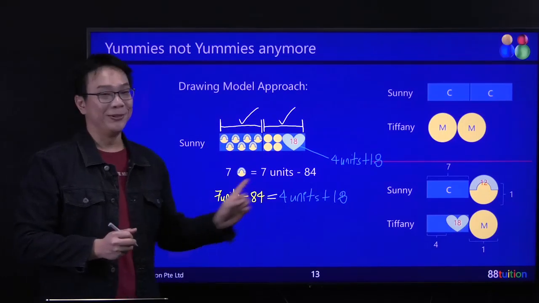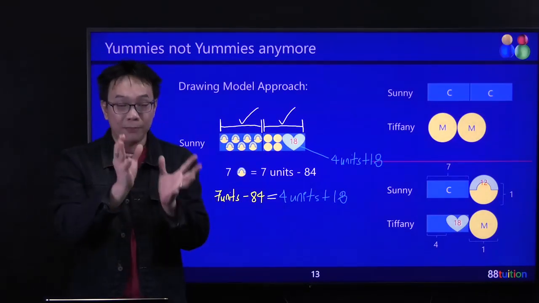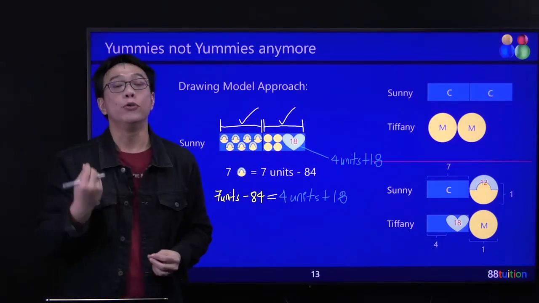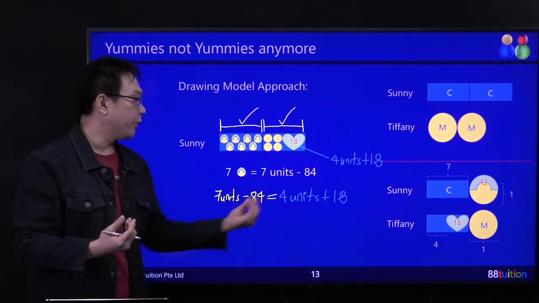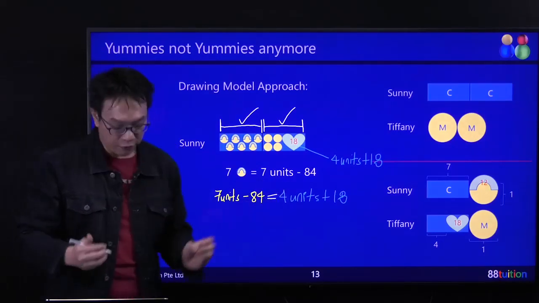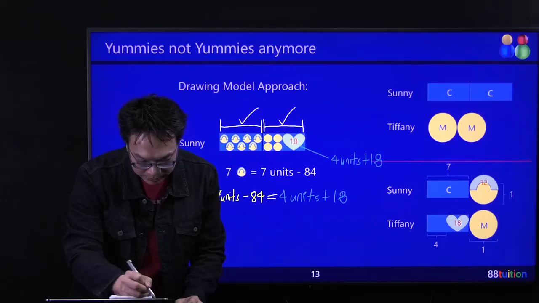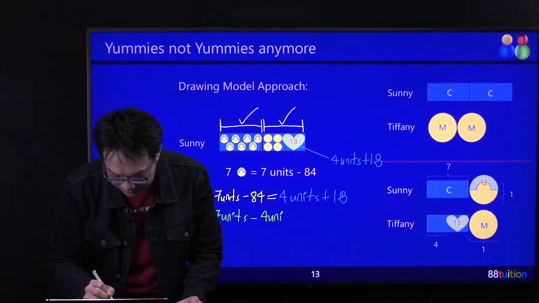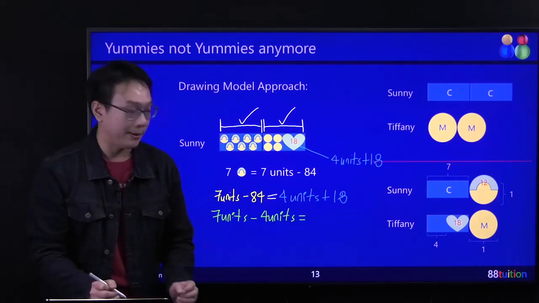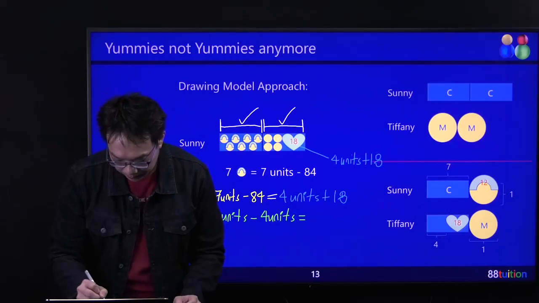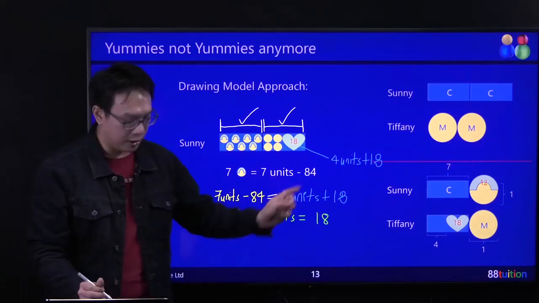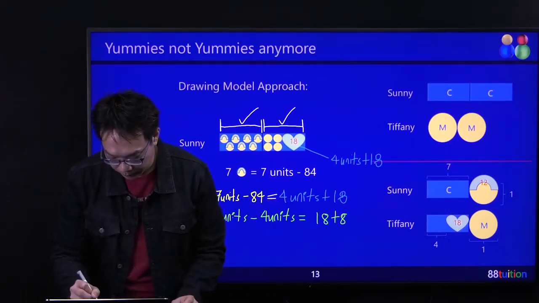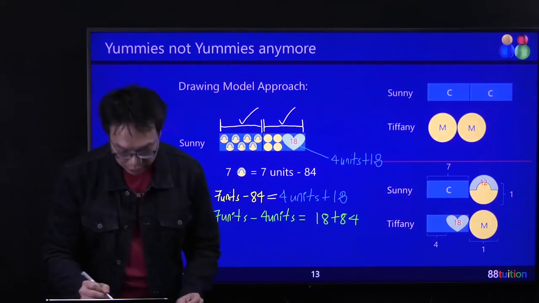Okay, so your ultimate game is to find out the units. So in this case, you bring all the units to one side. 7 units down here, got 4 units. So what must you do? Yes, you must take your 7 units minus away your 4 units. If you attended my lesson, I call this here and there. Yes. And 18 is already here. Minus 84, if you transfer across, is a plus 84. 7 units minus 4 units will give you 3 units.